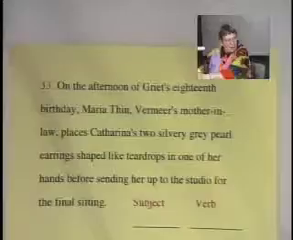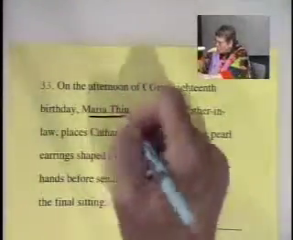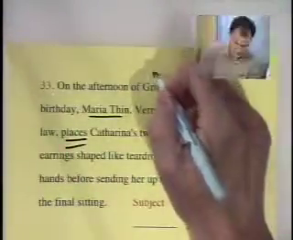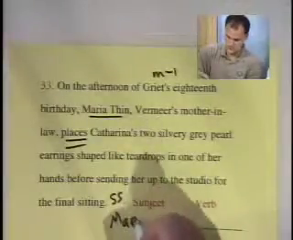Scott, where is your subject? Maria Thin. How about the verb? Places. What kind of a clause? That's a main clause. What kind of a sentence? Simple. So it's going to be Maria Thin.